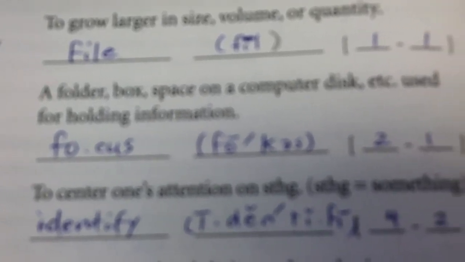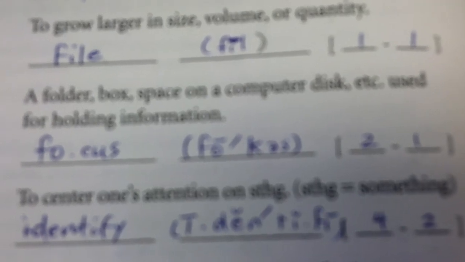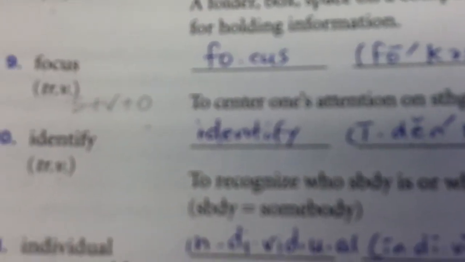Where's the dot? F-O-dot-C-U-S. Okay, pronounce focus. Focus. Syllable stress code? 2-1. Good. Okay, focus is a transitive verb, but it can also be a noun. So to focus on is the verb, right? And if you're using your camera, say, let's change the focus.